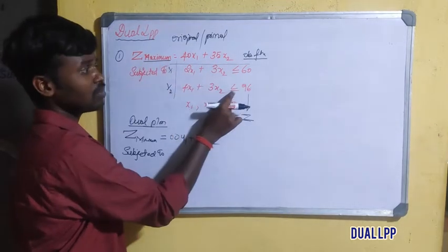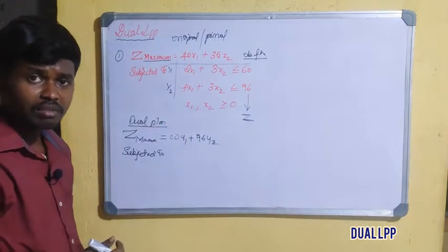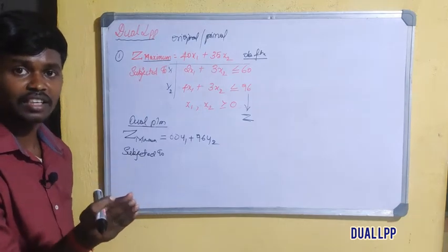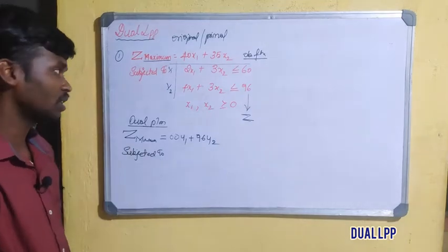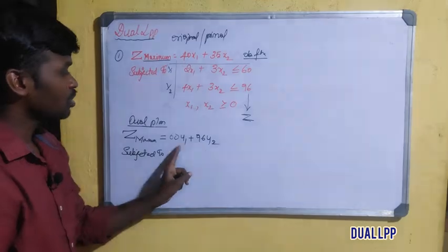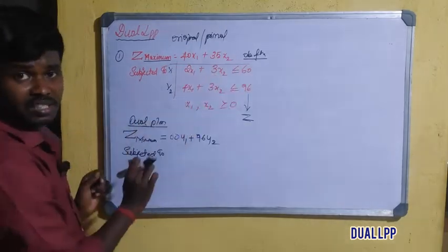So maximum less than or equal to, or less than or equal to. So in this problem, if you want to convert the primal into the dual, we have to use greater than or equal to, because the objective is to minimize here. So now the objective function and constraints swap, and this objective will become the constraints, right?